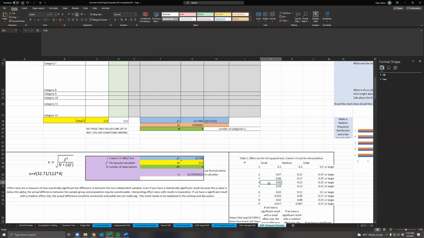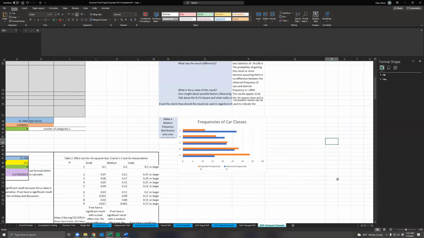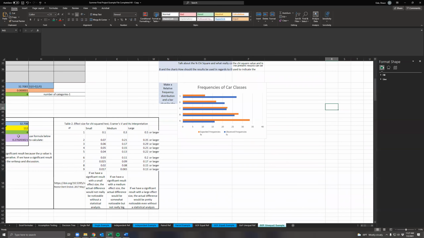okay, this is a small, medium, large. So this is 0.27, which means that it is a large effect size. Okay, it's a large effect size. So in other words, even with a small sample size, you can see that there is a difference.